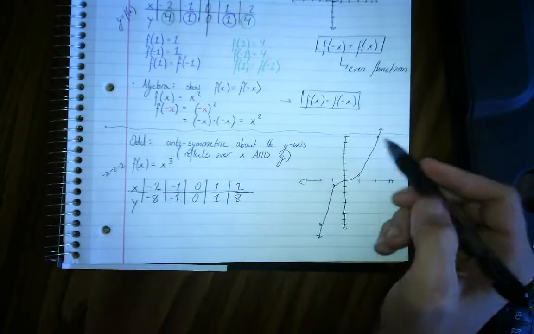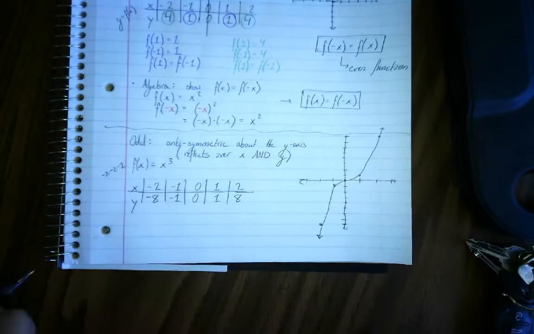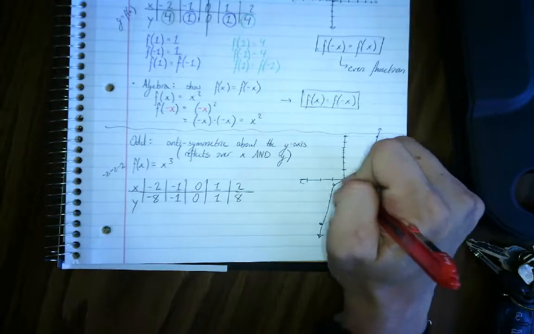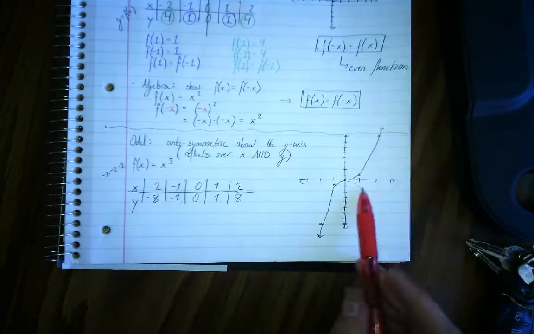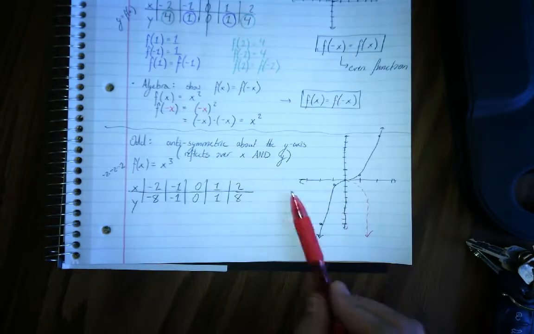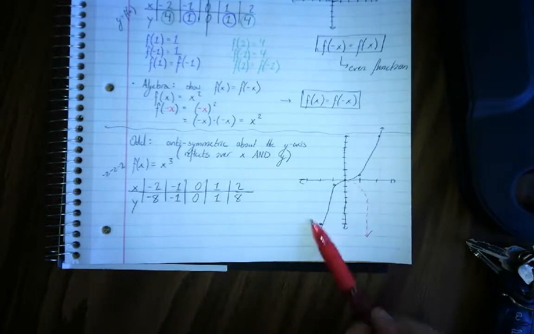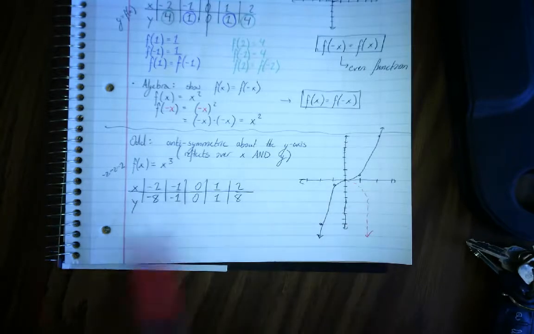So right here, notice how we can flip it upside down. So this will be my in-between step. Flipped it over the x-axis. And then if I reflect that over the y-axis, notice how I get this bottom part right here. So we're saying this is anti-symmetric.